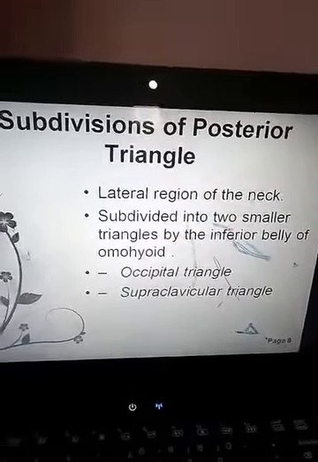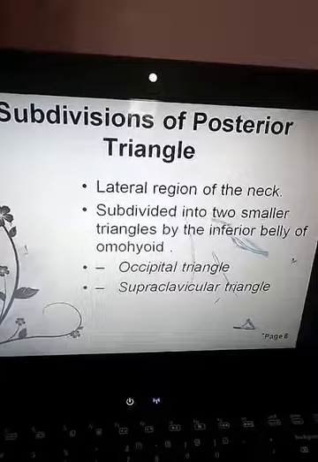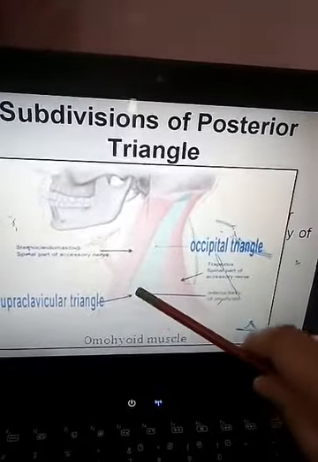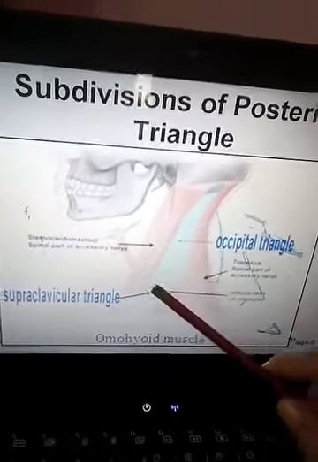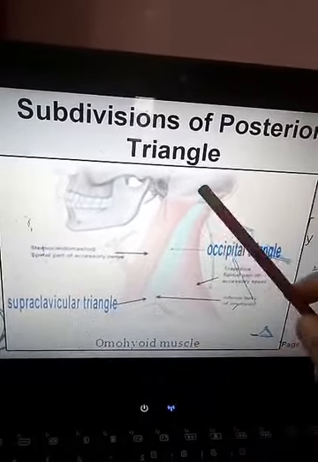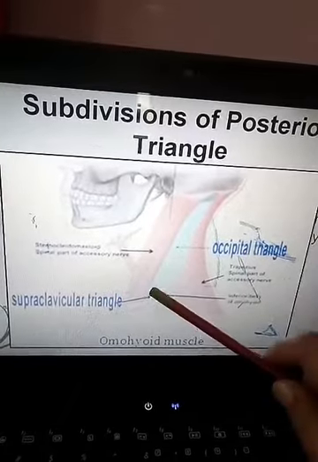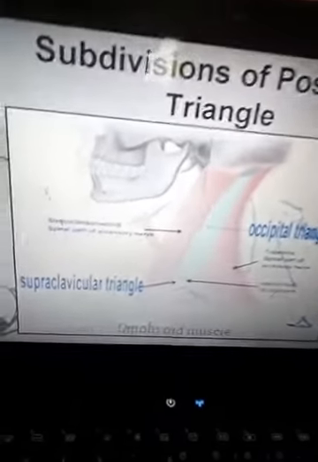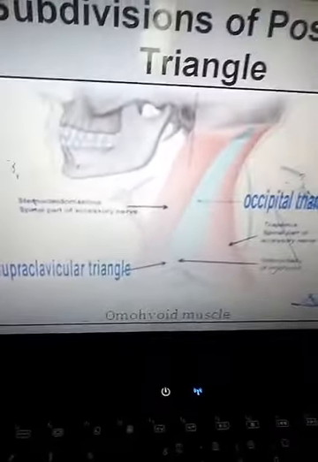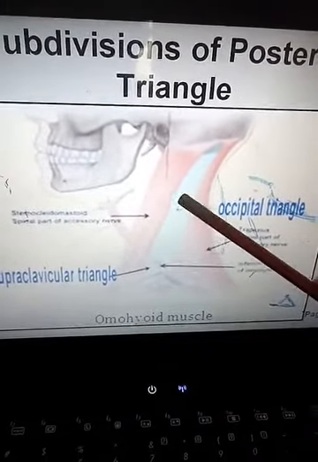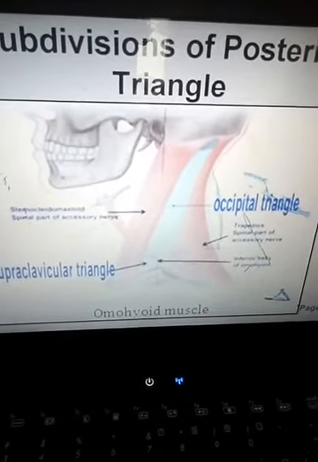Now the posterior triangle is divided into two parts by the inferior belly of the omohyoid. Here you can see, this is the omohyoid muscle. Omohyoid muscle has a superior belly, an inferior belly and an intermediate tendon. The inferior belly divides the posterior triangle into the upper larger triangle, known as the occipital triangle, and the smaller triangle, known as the supraclavicular triangle. Why are they known as the occipital triangle and supraclavicular triangle? Because of the presence of the occipital artery in the occipital triangle and the supraclavicular artery in the supraclavicular triangle. That is why they are named so.